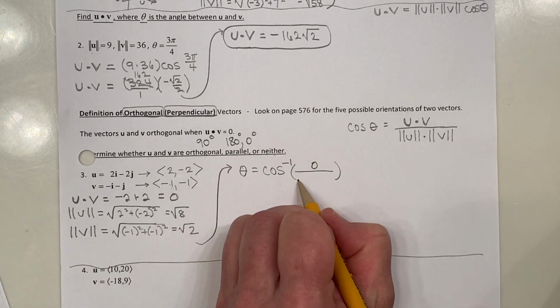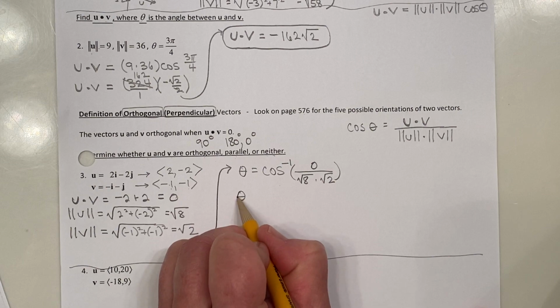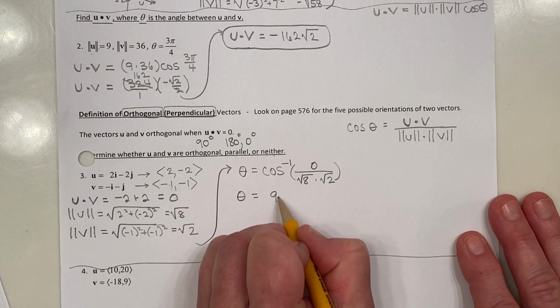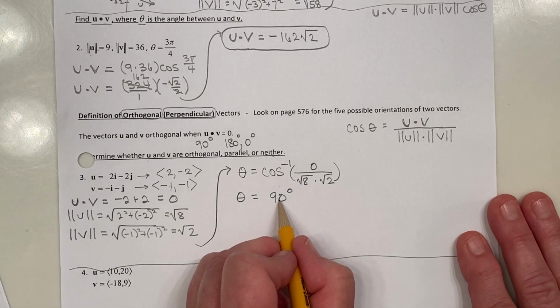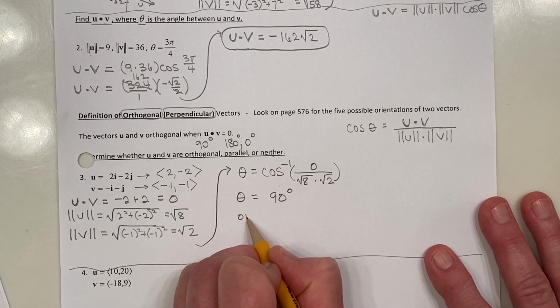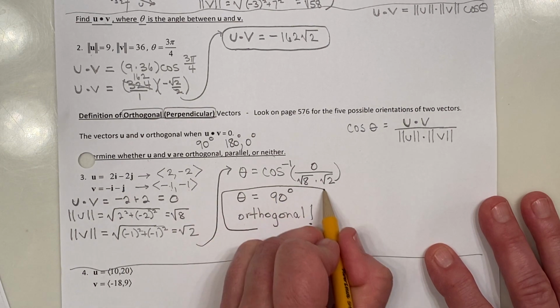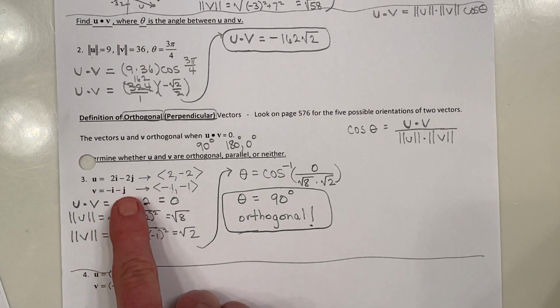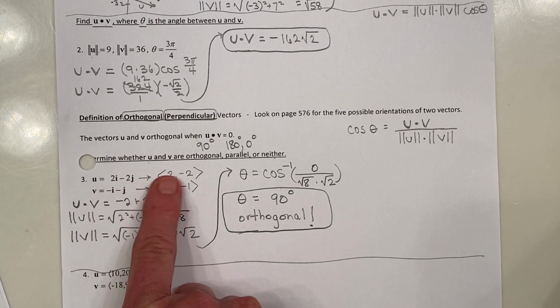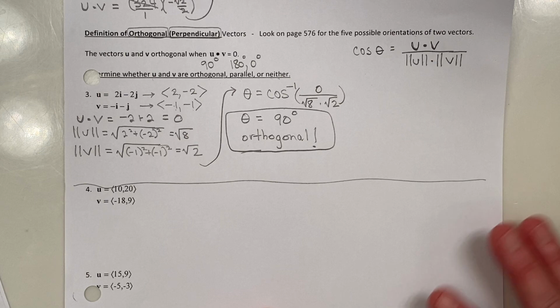So dot product is 0. It doesn't matter what the square root of 8 times the square root of 2 is, because this fraction will reduce to 0. And when you take the inverse cosine of that, you are going to get 90 degrees. So 90 degrees means that our vectors occur at right angles. So that's orthogonal. And a way to confirm that, if you wanted, you could graph each of these vectors and you would see that the angle between them would be 90 degrees, or orthogonal. So you could verify it with a graph. We weren't asked to do that, but we could.